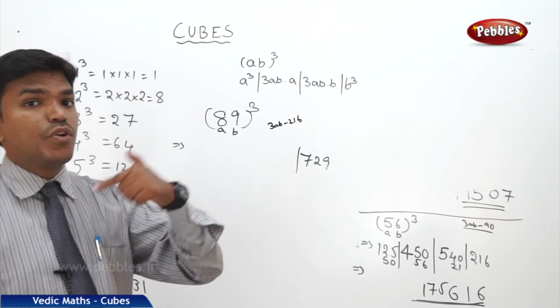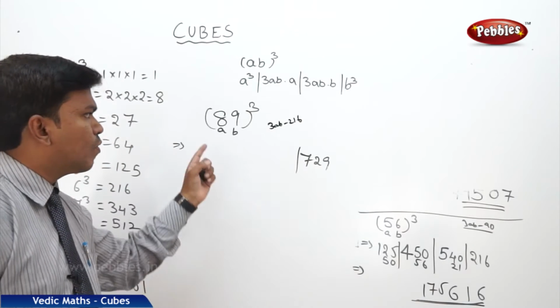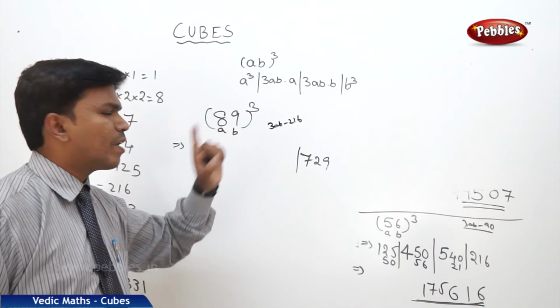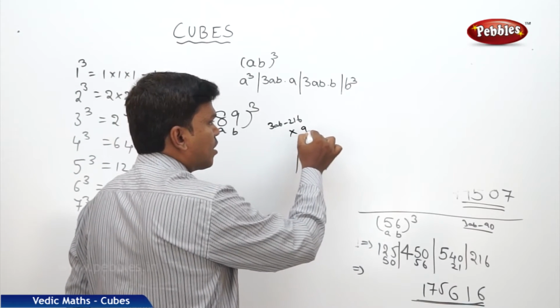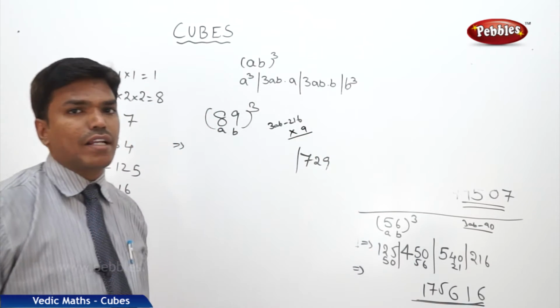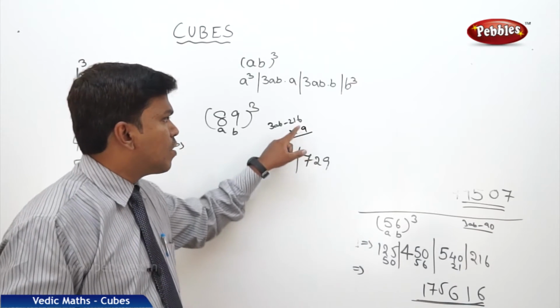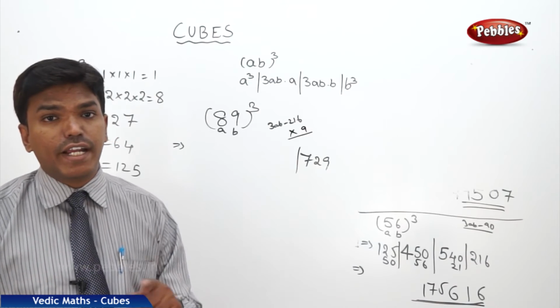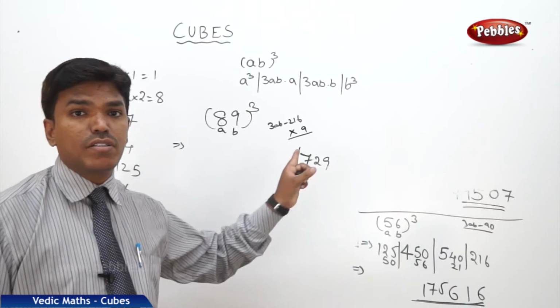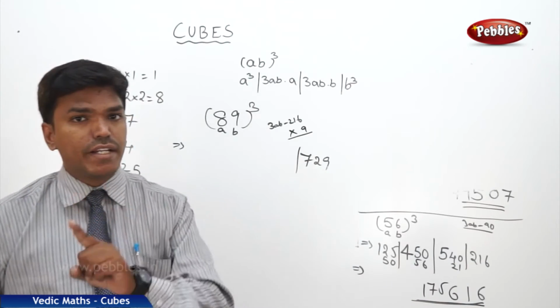Now 3AB into B, the second step from the right. So 216 into 9. How will you calculate 216 into 9? In the mind. See here, what is 9 2s are? 18. But don't take it as 18, take it as 1800. Why? Because this is in the hundreds place. Keep in the mind 1800.